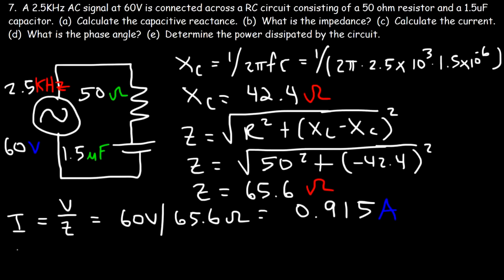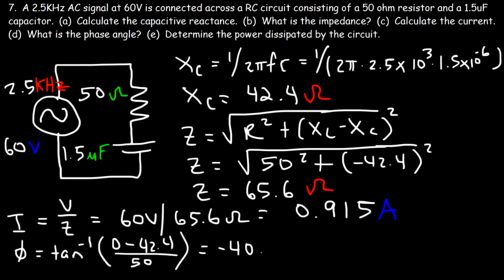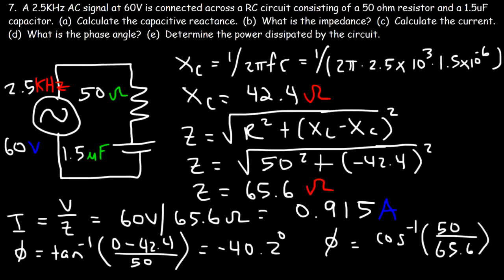Now to calculate the phase angle, it's going to be arctan of XL minus XC. XL is 0, XC is 42.4, divided by R, which is 50. So it's arctan of negative 42.4 divided by 50. So that gives us an angle of negative 40.2 degrees. Now let's also calculate it the other way. Let's use this equation, arc cosine R over Z. R is 50 ohms, Z is 65.6. And this will give you a positive angle, which is about 40.3.